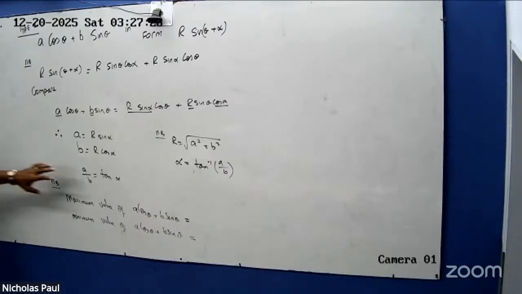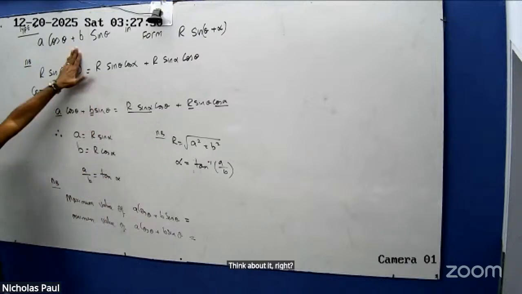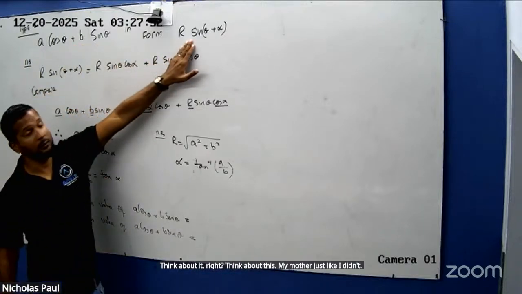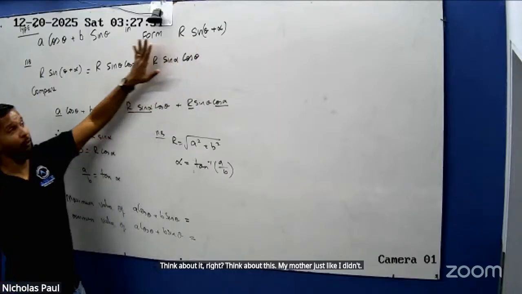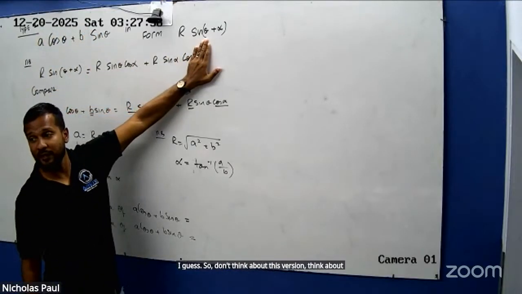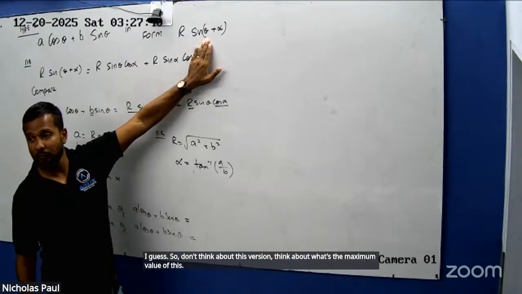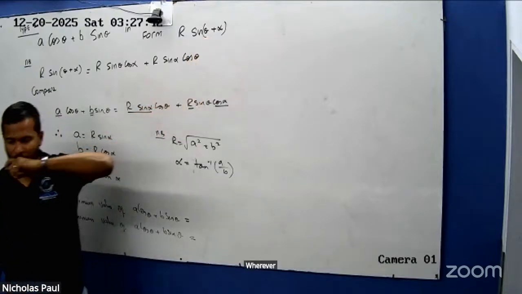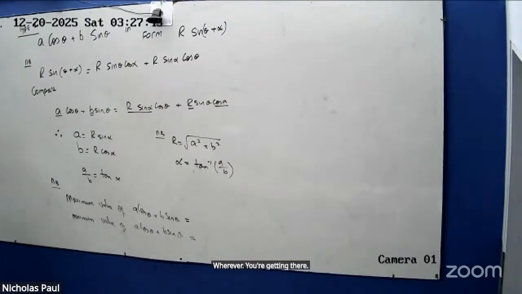Think about it, right? Think about this. Remember, we just write it like this. So don't think about this version. Think about what's the maximum value of this. What's the maximum value of R sine theta plus alpha?